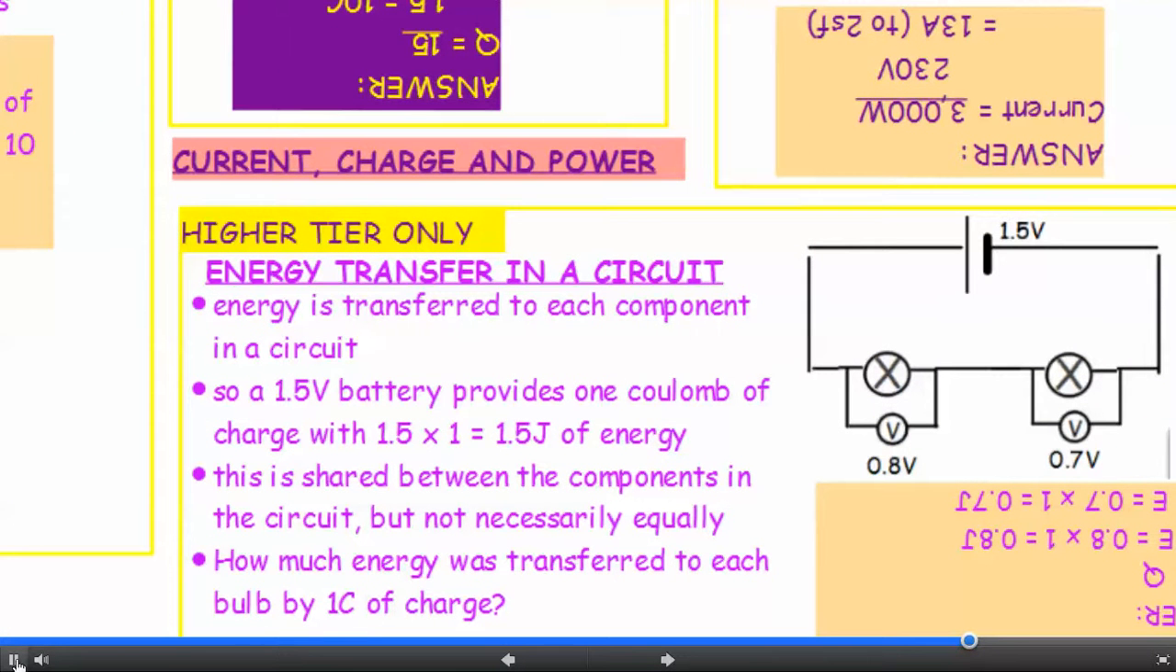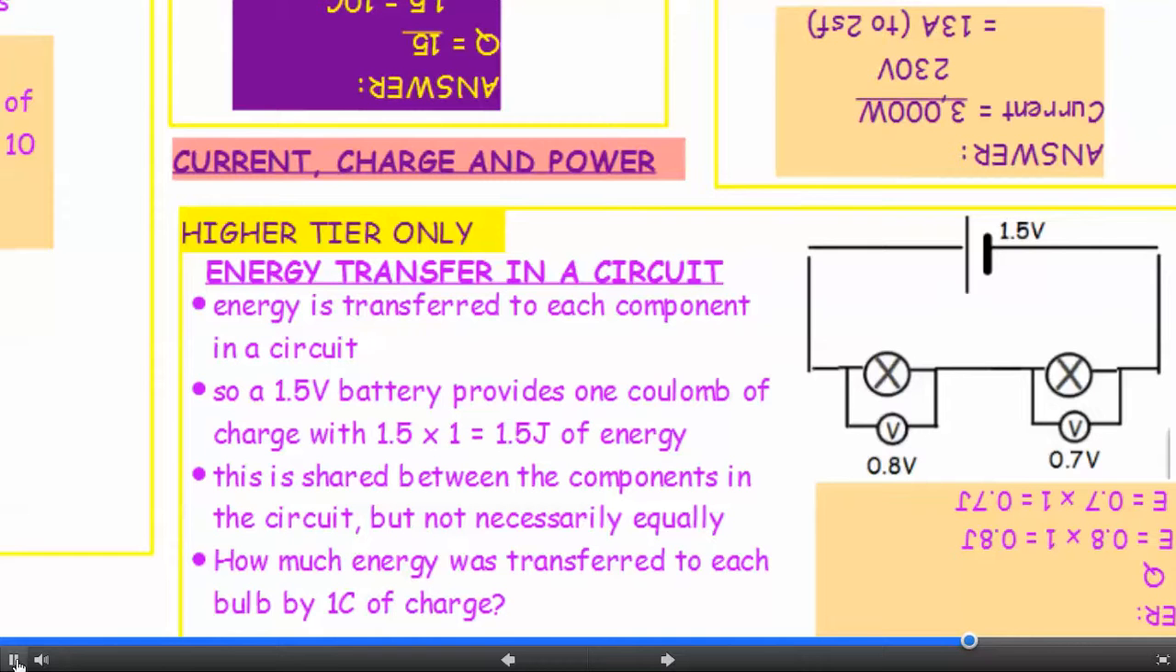If you're doing higher tier, you need to be able to calculate the energy transfer in a circuit. Because energy is transferred to each component in a circuit, you can calculate this. So for example, a 1.5 volt battery provides 1 coulomb of charge with 1.5 times 1, which is 1.5 joules of energy. That's using that equation from the physics equation sheet, E equals V times Q. So this is shared between the components in the circuit, but not necessarily equally, depends on the component.